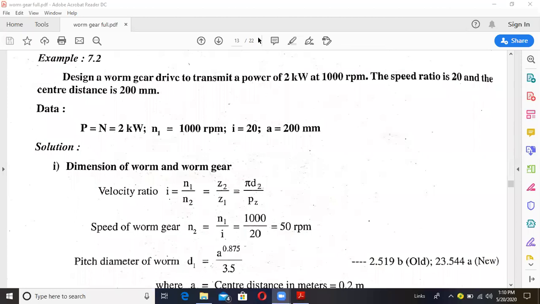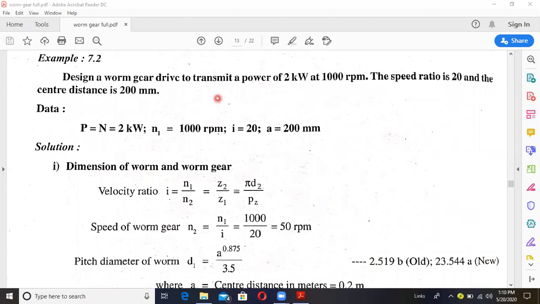Power is equal to 2 kilowatts. Speed N1 is equal to 1000 RPM. I is equal to 20. A is equal to 200 mm. So in this problem, we are not going to calculate the power, since the question directly gives the power. We are only going to design the worm gear.